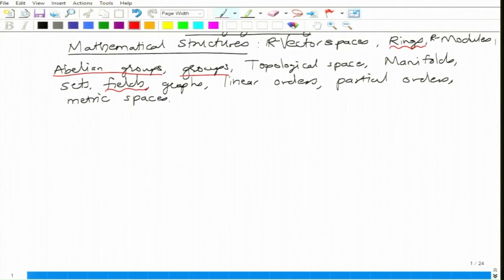Now, what is a group itself? A group is a set together with, let me write it down. A group is a set G, a non-empty set, necessarily. Then what operations do we have on it? A binary operation. Let me call it multiplication, from G cross G to G. Okay, good.